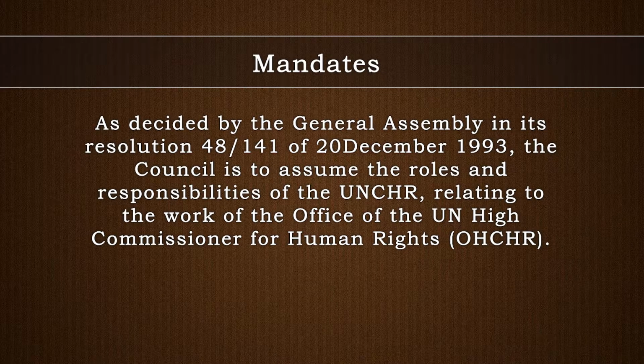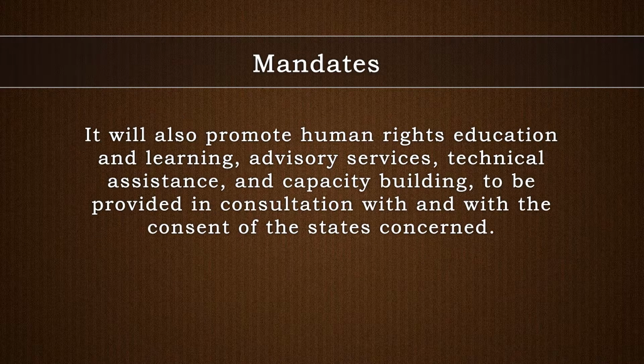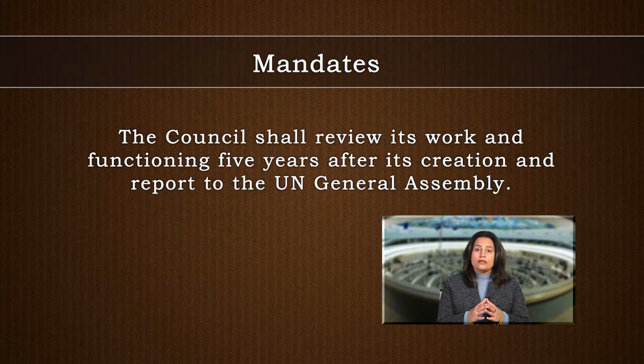As decided by the General Assembly in its resolution 48/141 of 20th December 1993, the Council is to assume the roles and responsibilities of the UN Commission on Human Rights relating to the work of the Office of the UN High Commissioner for Human Rights, OHCHR. It will also promote human rights education and learning, advisory services, technical assistance and capacity building, which is to be provided in consultation with and the consent of the states concerned. The Council shall review its work and functioning 5 years after its creation and report to the UN General Assembly, it was also specified. Now, let us look at the initiatives and methods of the Council.